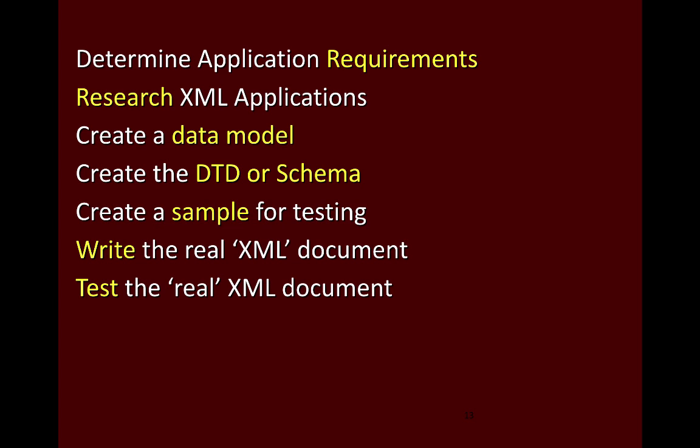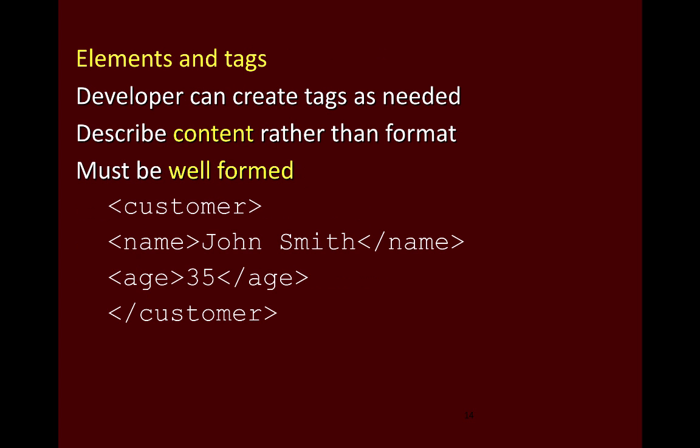When you want to create your own XML language, you must know the requirements, you must look at the application, you then define a data model and represent your data model using a DTD or an XML schema, and then you can write the XML documents that conform to the DTD or XML schema and then test it. So we will look at examples of DTDs and XML schemas this week and next week.